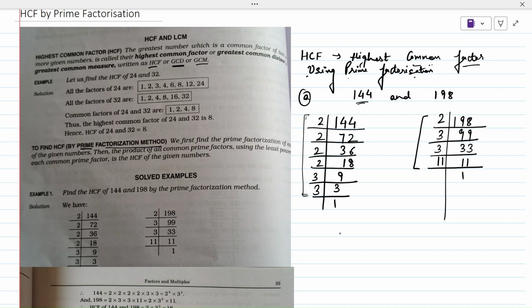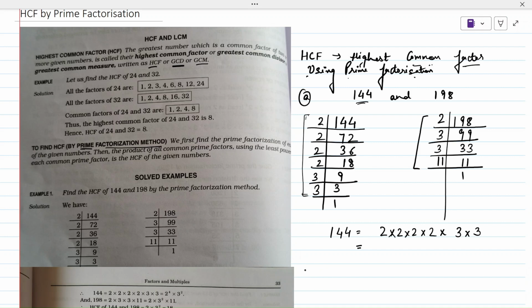Okay, so let me write down here. For 144, we have 2 into 2 into 2 into 2. This is 1, 2, 3, 4 times 2, and 2 times 3. Okay. So now kids, how can we write these numbers in the form of powers? What we have to do here is use the least power method. So before that, we should know what power is. This we have already done in our first chapter, right?